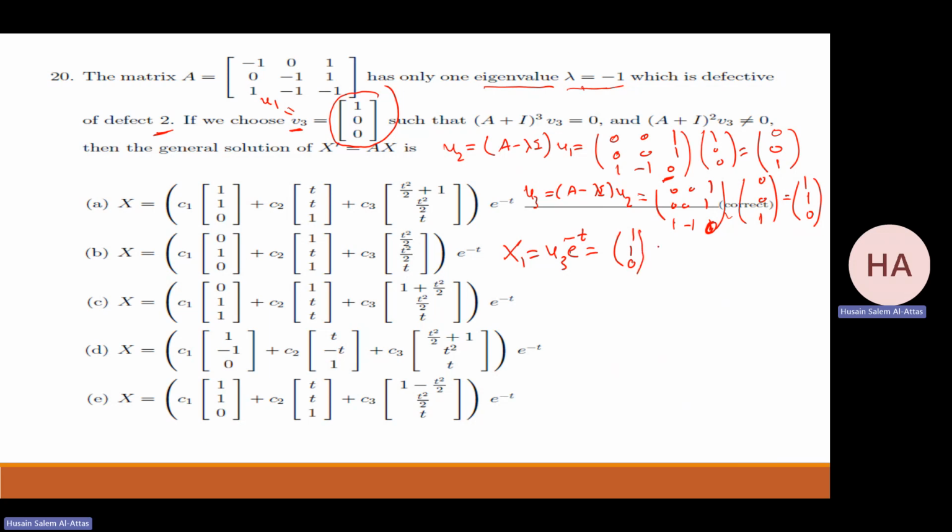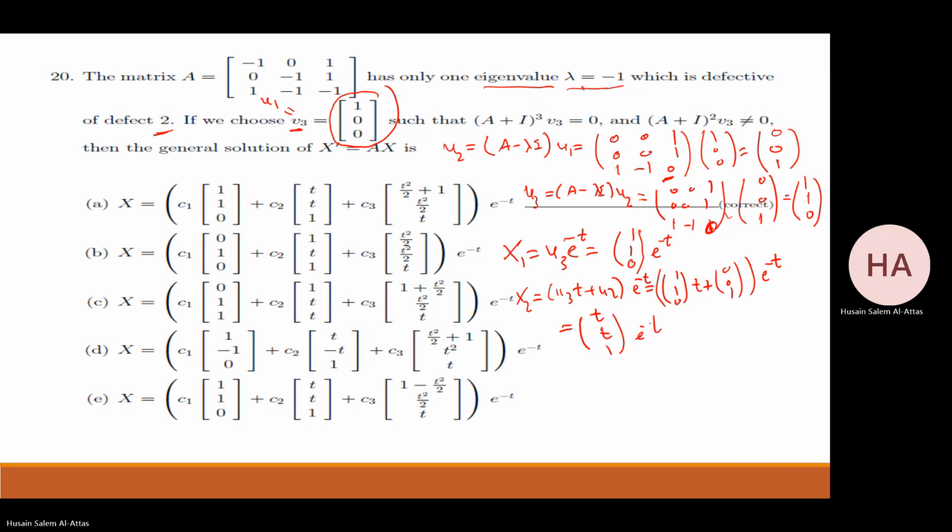Okay, this is x3, e to the power minus t. X2 will be what? U3 t plus U2, e to the power minus t. That's 1, 1, 0 t. What is U2? 0, 0, 1. All of this times e to the power minus t. That gives me t plus 0, t, 1, e to the power minus t, which is this one. This is my x2.